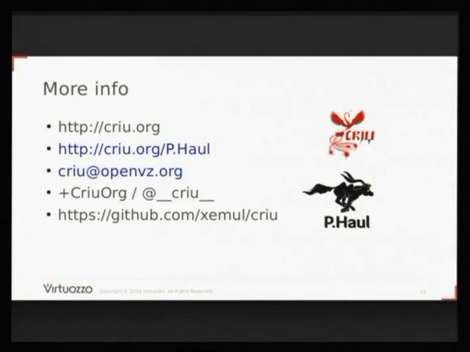Both processes are open source. The main entry point is the CRIU.org website. It's a wiki. There is a category called P.Haul where we collect all the live migration related stuff.